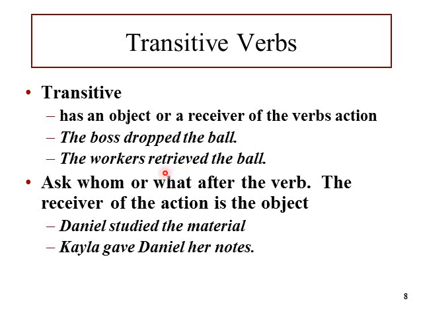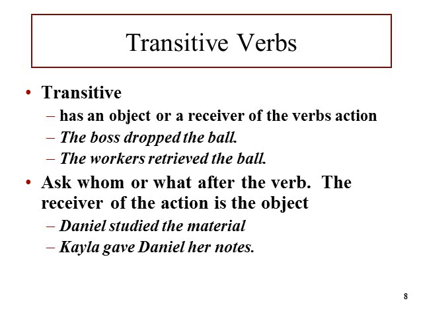The workers retrieved the ball or picked up the ball. In this case, again, you can almost see the workers bending down to pick up the ball. There's action, and the ball is receiving the action. These are transitive verbs. And the way you know you have one is to ask whom or what after the verb. The receiver of the action is the object.